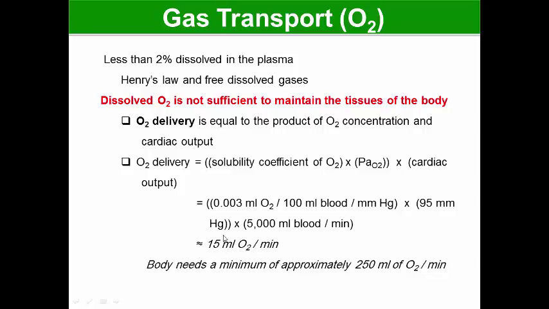This gives us 15 milliliters of oxygen delivered to the tissues in the form of oxygen dissolved in the plasma every minute. Remember, the resting oxygen consumption, or the minimum needs of the tissues of the body for oxygen, is 250 milliliters per minute. Of these 250 milliliters of oxygen, only 15 milliliters are transported in the form of oxygen dissolved in the plasma.